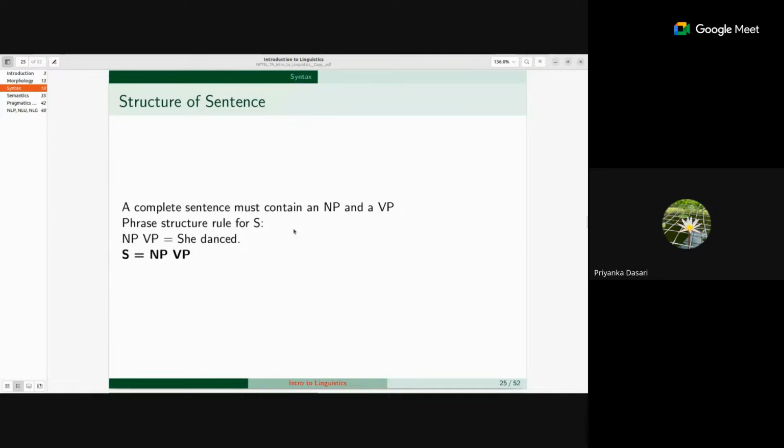So what is the structure of the sentence? A complete sentence must contain an NP and a VP. So the phrase structure rule of sentences is S goes to NP plus VP.